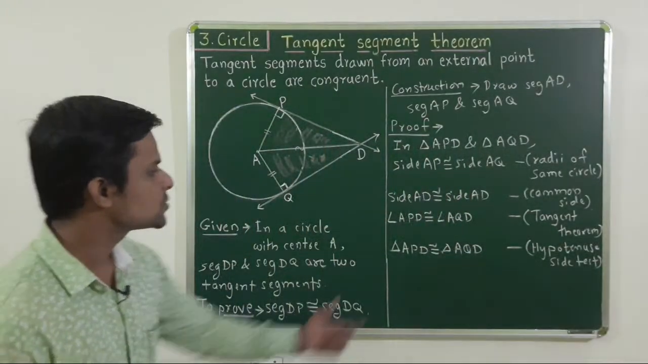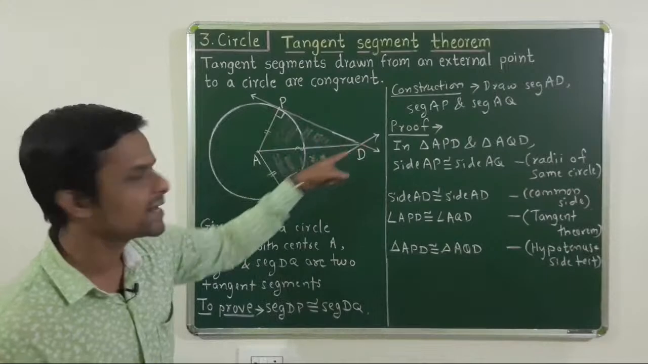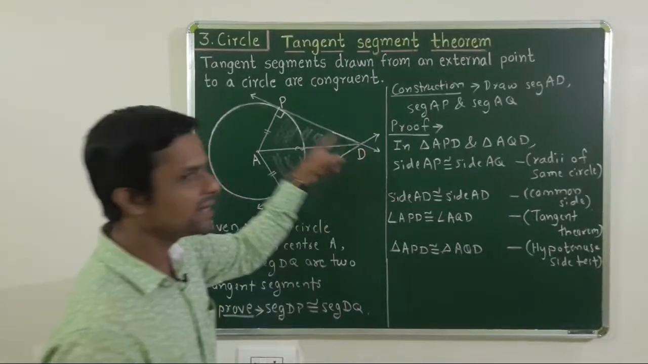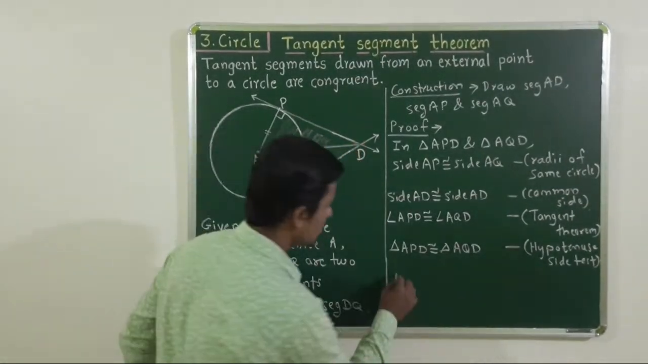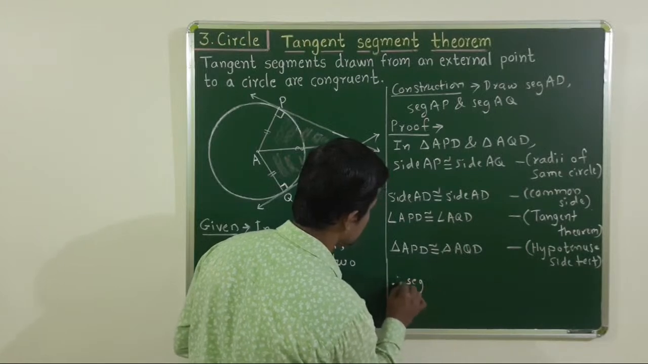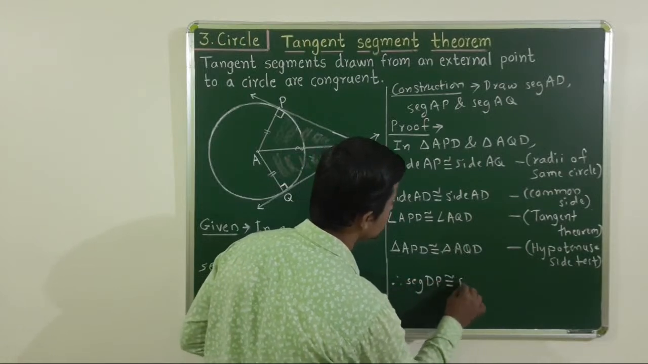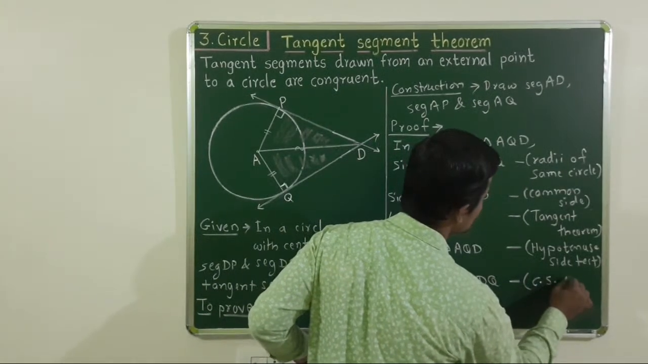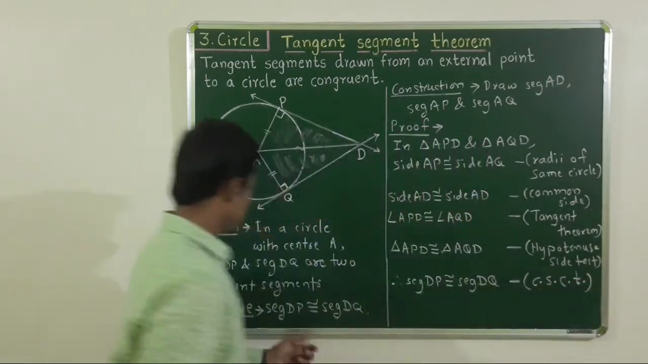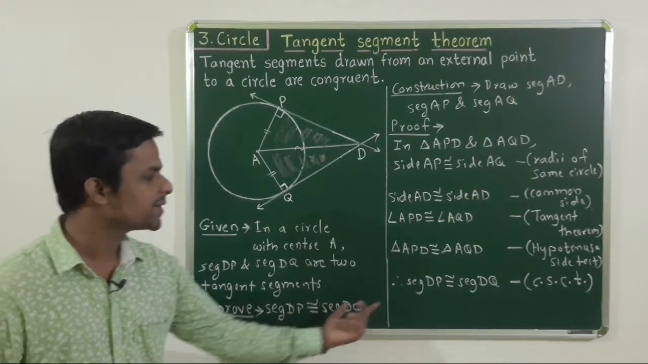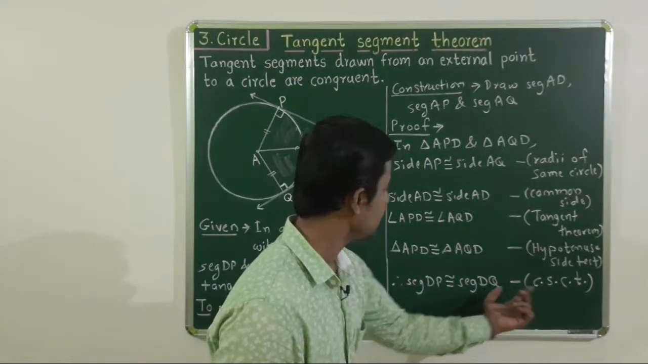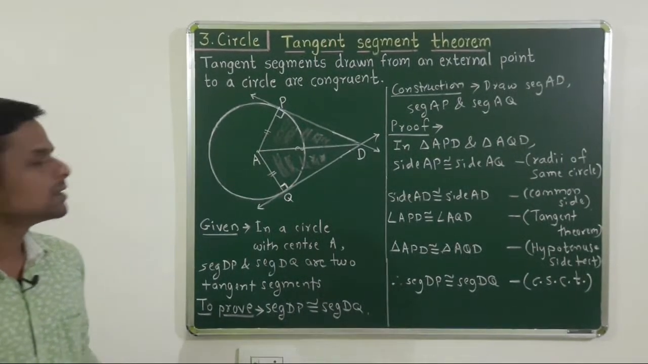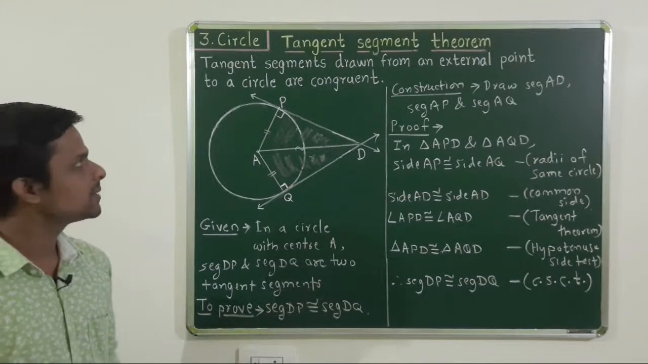Now, the last step. Since these two triangles are congruent, their corresponding sides are also congruent. That is, side DP is congruent to side DQ, means segment DP is congruent to segment DQ, reason: corresponding sides of congruent triangles. Hence, the proof. This is the most important theorem for your exam.